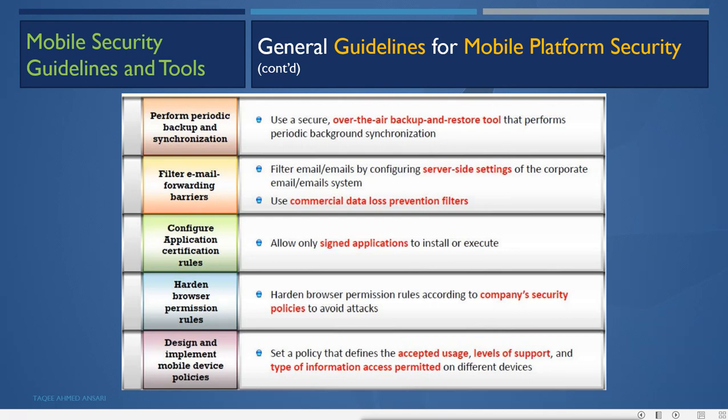Then other guidelines are like performing periodic backup and synchronization. That means use a secure over-the-air backup and restore tool that performs periodic background synchronization. Then filter email forwarding barriers. That means filter emails by configuring server-side settings of the corporate email system, and use commercial data loss prevention filters. For applications, configure the application certification rules. That means allow only signed applications to install or execute. Harden the browser permission rules according to the company's security policies to avoid attacks.